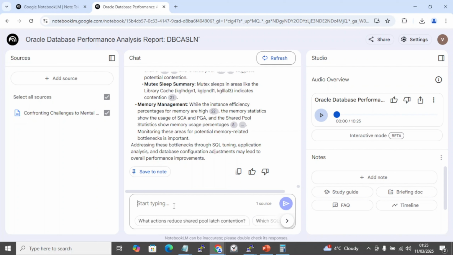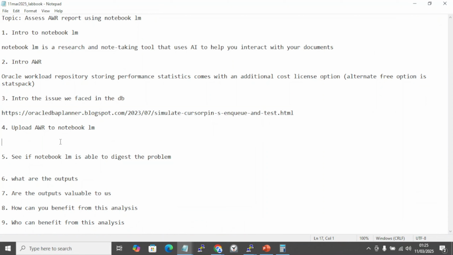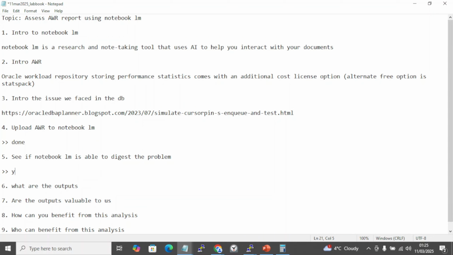It is not able to tell the bottleneck as well. And we know about this. I told you about this. So this is what it is capable of. So I'll pause here. We uploaded the AWR. See if NotebookLM is able to register the problem. Yes, it does to some extent.